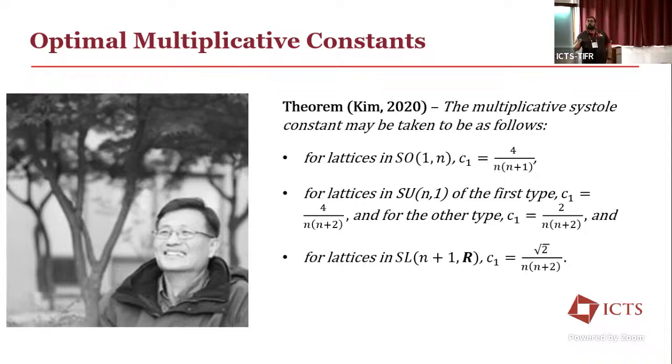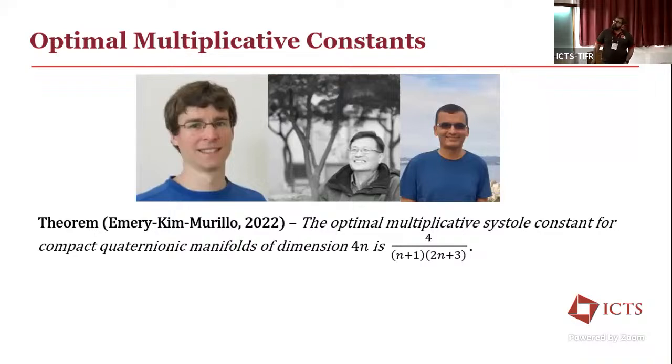All right. In 2022, so a couple years ago, Vincent Emery, Inkang Kim and Plinio Murillo proved that the optimal multiplicative systole constant for compact quaternionic manifolds, dimension 4n, is 4 over (n plus 1)(n plus 3).